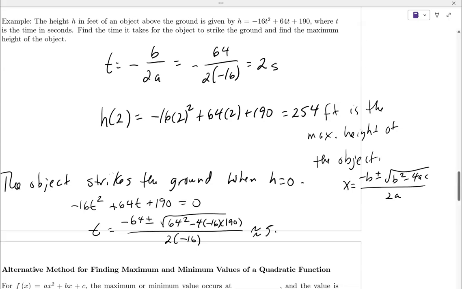5.984. And that'll be seconds in that case. Yeah, we do want the negative one. I haven't said it backwards. I forgot about the negative sign of the denominator.